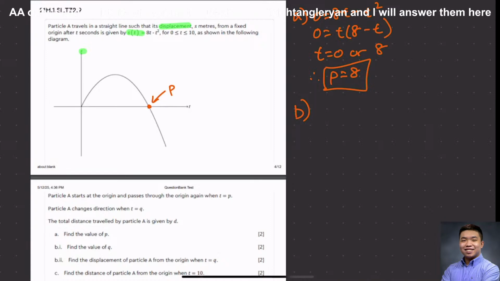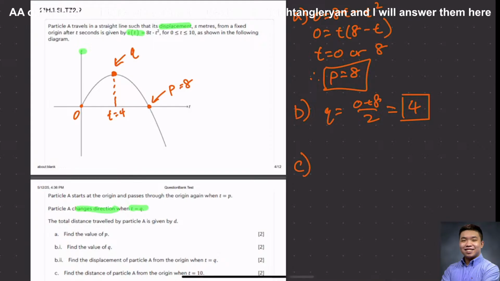Now, part B. Find the value of q. Q is when it changes direction. When is it changing direction? At the vertex, right? So this is at q. How do you find the vertex of this? Well, we know this is 0, and this is equal to 8, and the vertex must be in the middle, so therefore this must be t equals 4. So q is equal to 0 plus 8 divided by 2, so it is 4. Okay?